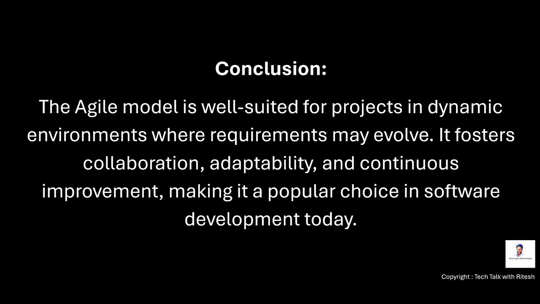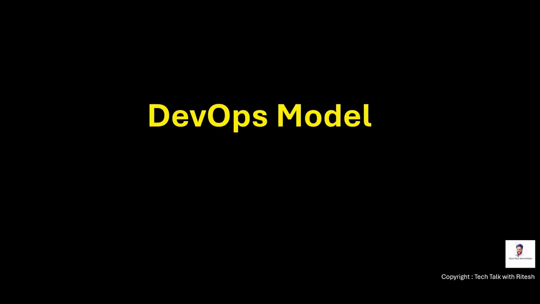It fosters collaboration, adaptability and continuous improvement, making it a popular choice in software development today. Yeah, this is one of the, I mean, most of the job descriptions would have this as one of the JD. The person should know Agile. The next one is DevOps model. Let's see what it is.